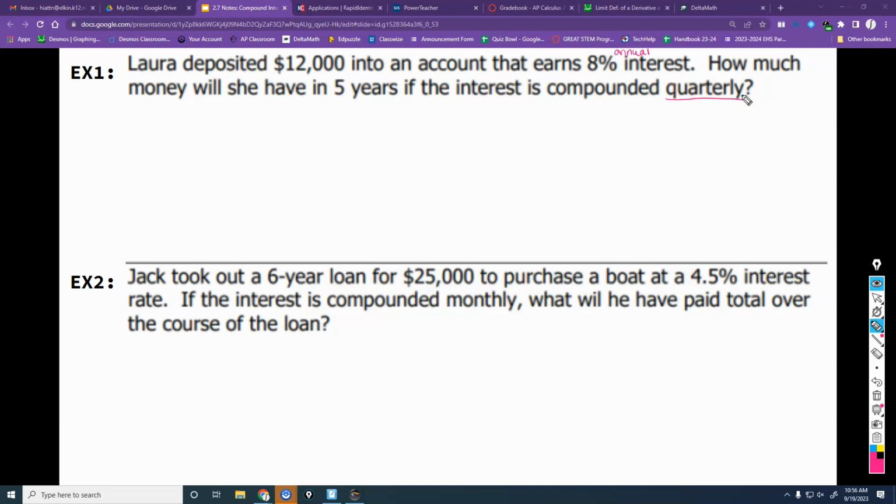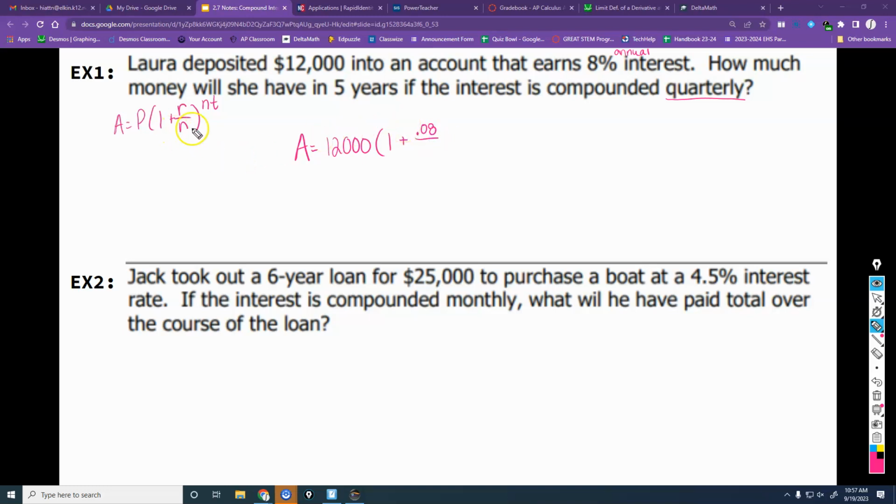Okay? So, if we're looking at that formula, A equals P times 1 plus R over N to the N times T. Okay? P is the starting amount. What is our starting amount? 12,000. Okay. Then we're going to have 1 plus R. What is my R? It is rate. What is my rate here? 8%. I need to change it to a decimal. What's it going to be when I change it to a decimal, Andrea? 0.08.